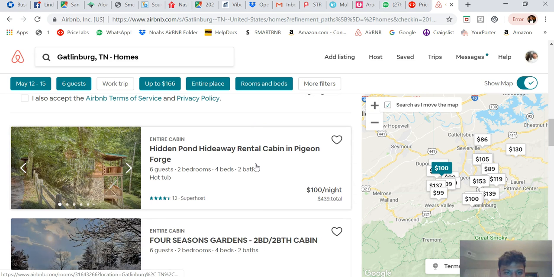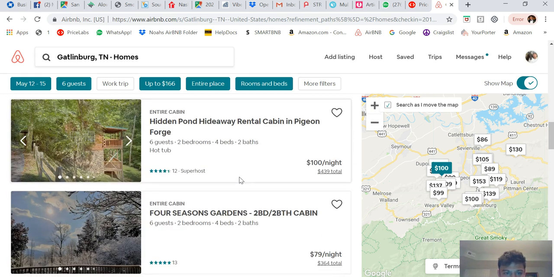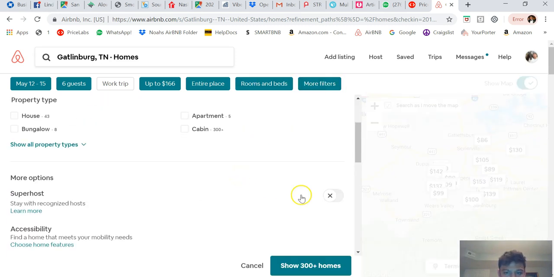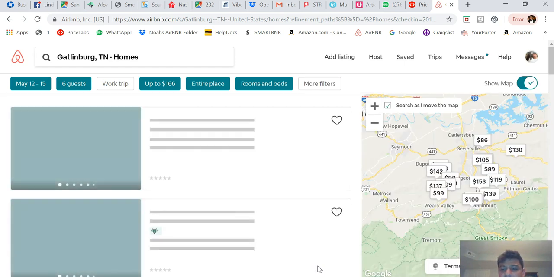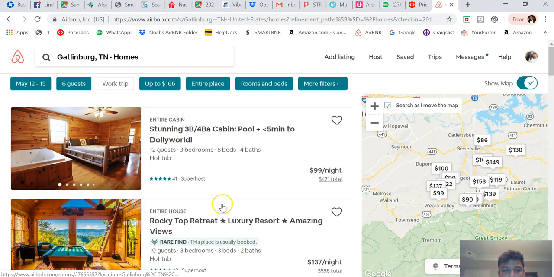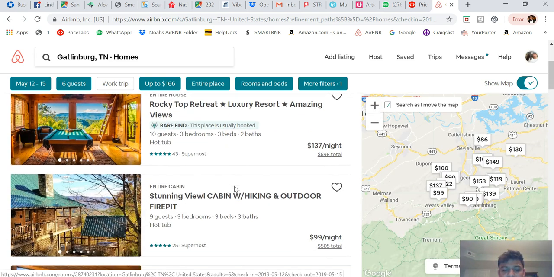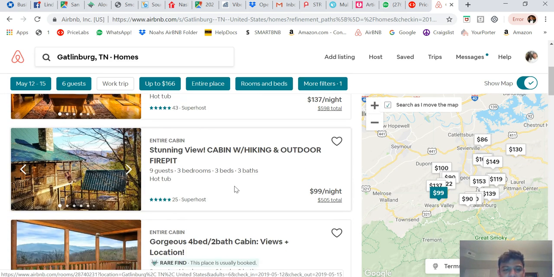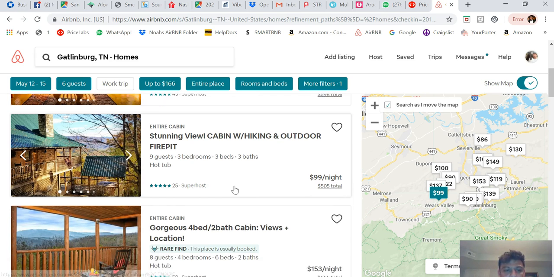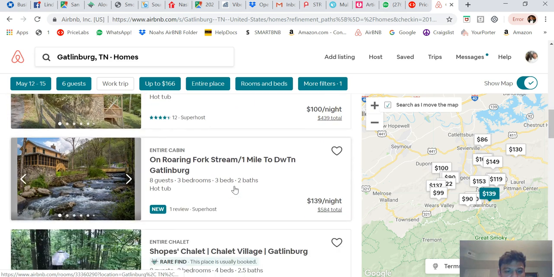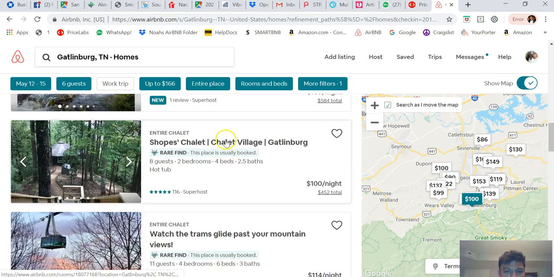Let's look at this. We can also filter on superhosts, because that's going to help us filter in hosts that have a lot of experience and also have been posting for a while. They have more reviews, so they're less likely to be a new host who doesn't have their calendar filled up yet. So I like looking at superhosts wherever I can. A lot of reviews. Here we go.